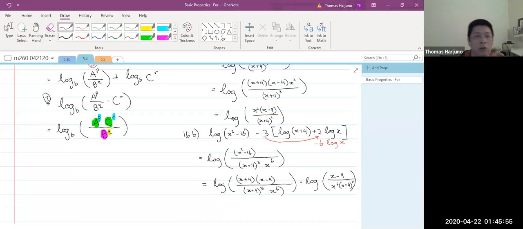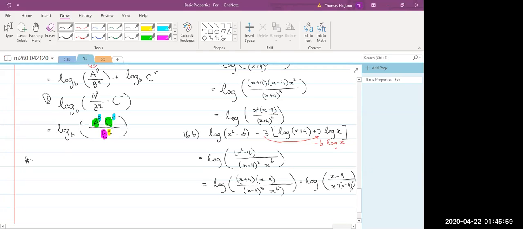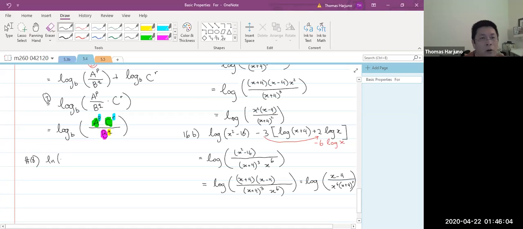Now, you try number 18. I give you 2 minutes. Natural log of x cubed minus 1 minus natural log of x squared plus x plus 1.